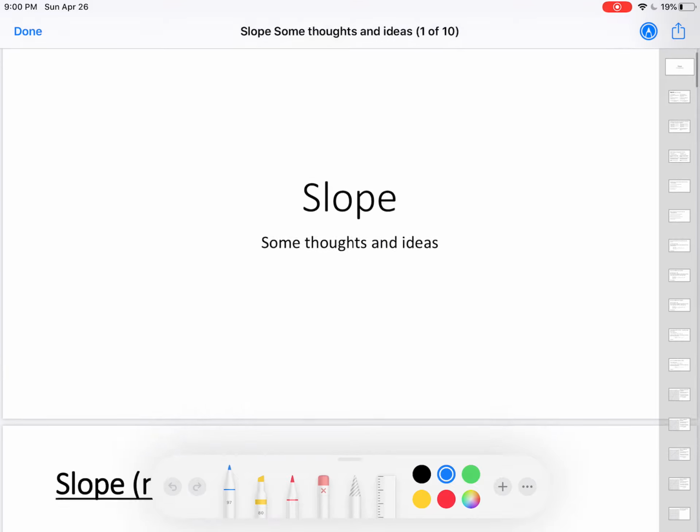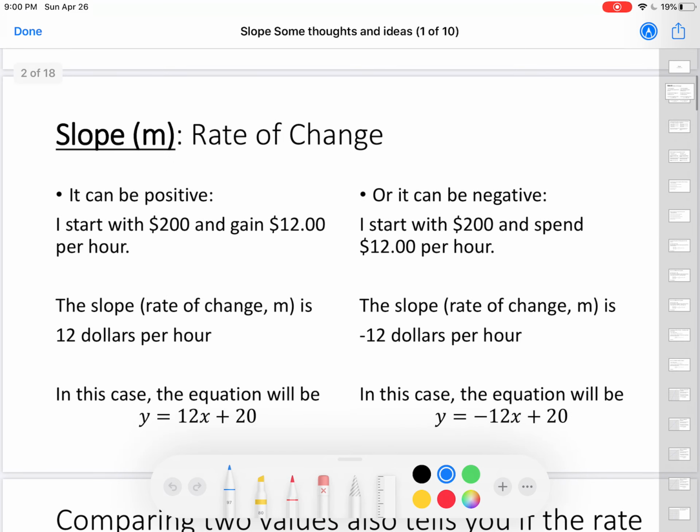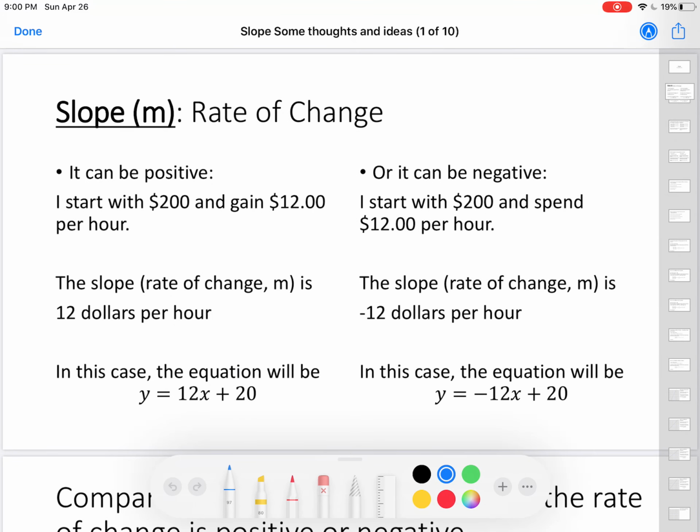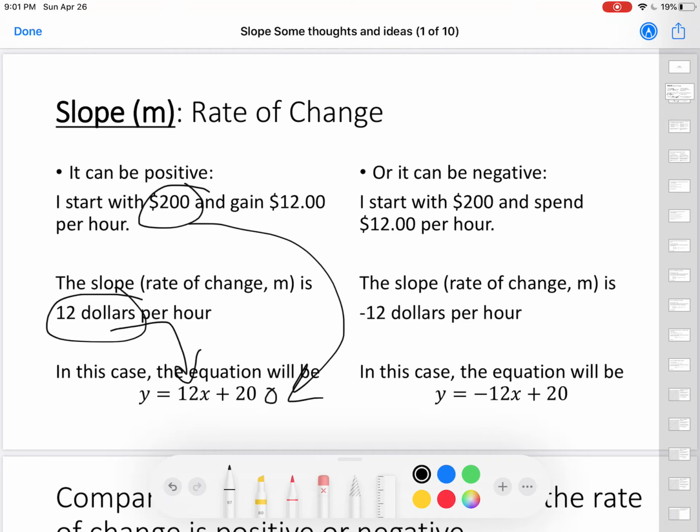Okay, let's get started. Slope, which is called m, is a rate of change. It can be positive or it can be negative. Here's a positive situation. I start with $200 and I gain $12 per hour. The slope, the rate of change, m, all the same thing. The slope is $12 per hour. It is positive. The equation will be y equals 12x plus 200. 200 is the start amount, and the slope is positive 12.